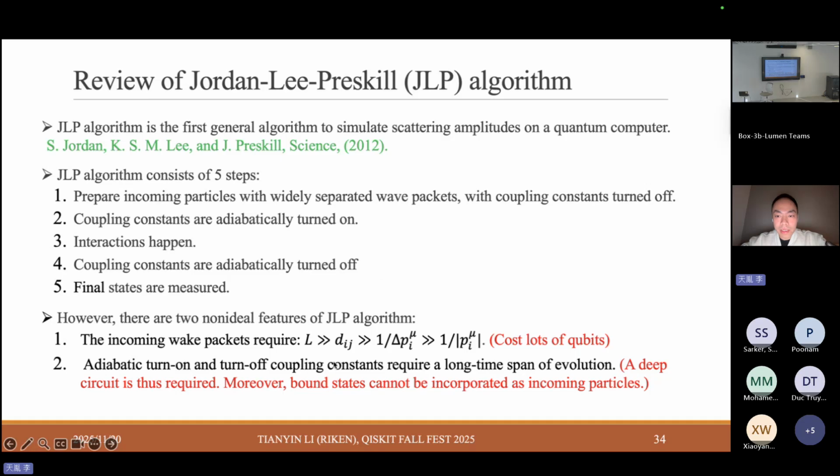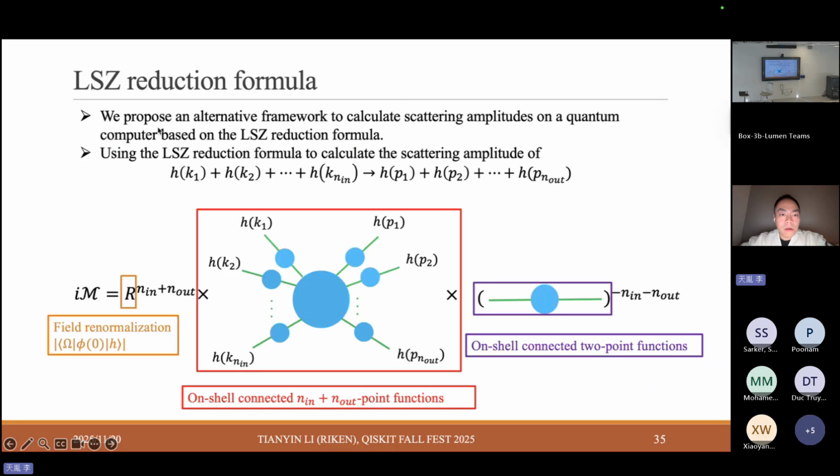Yeah, there is another thing: they prepare the incoming particles with turning off the coupling constant, so this method cannot simulate the bound state scattering. To overcome those non-ideal features of the JLP algorithm, we propose that we can use the LSZ reduction formula to simulate the hadron scattering, the scattering amplitude of hadron scattering on a quantum computer.